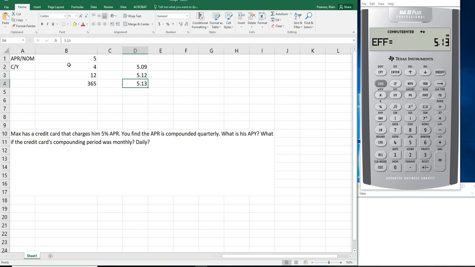Trick question. What if it was compounded annually? Well, if it was compounded annually, we would go down to the C/Y, 1, enter, scroll back up, compute, and oh my goodness, the effective rate is the same as our nominal rate. This is because the effective rate is simply the annualized output taking into account the compounding frequency of the APR, or the nominal rate.